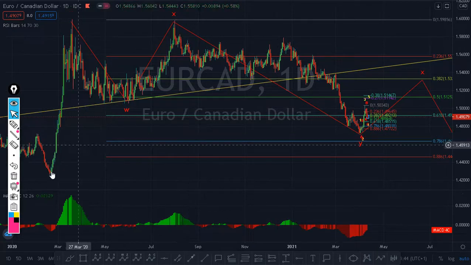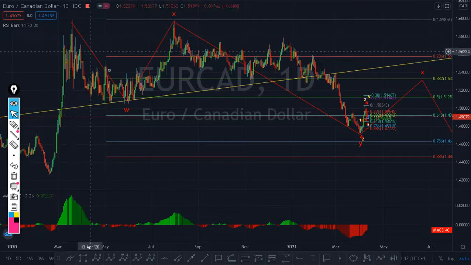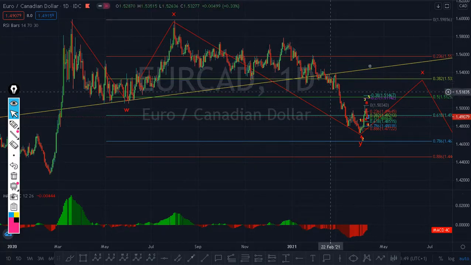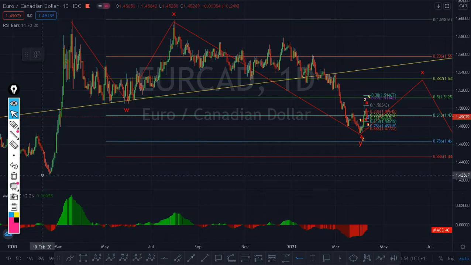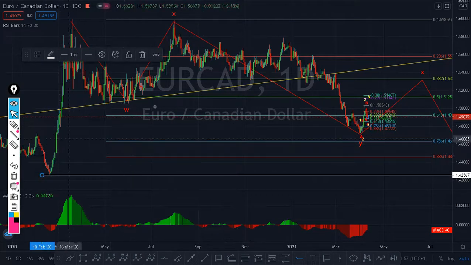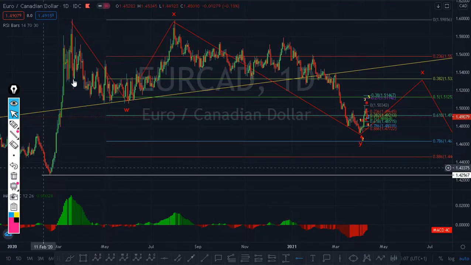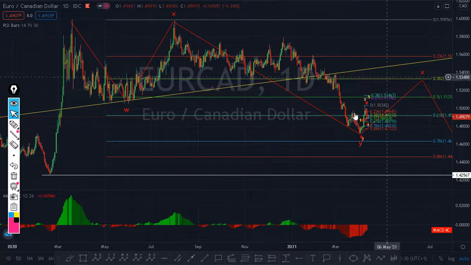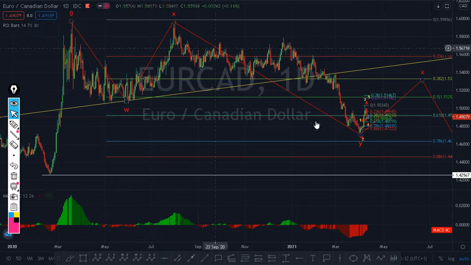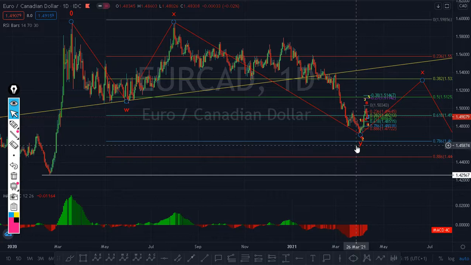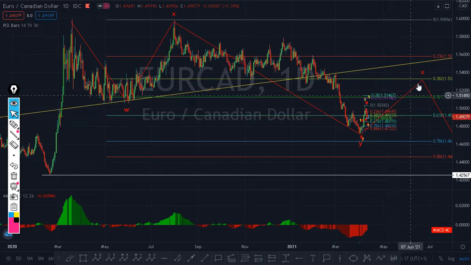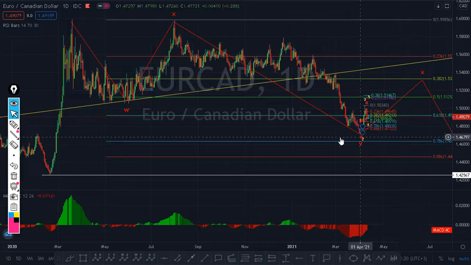Now, the important thing is that after this impulse, we are still correcting. So as long as this low remains, we are going up. With this, we are going up. So we expect that this type of thing will happen again. What happened here will likely happen again. But you can see this is WXY. In my expectation, we are looking for another X and then Z.